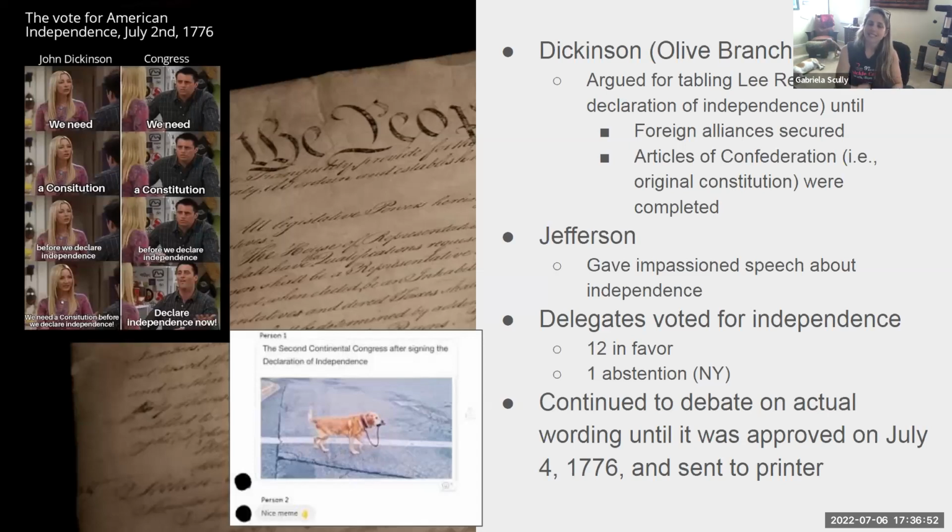So he gets up and says this. Thomas Jefferson is like, we need independence now. And the delegates vote for independence, 12 in favor and 1 abstention. And the packet doesn't say it, but it turns out the abstention is New York, which still hadn't managed to get its legislature not in a war zone. So that's why they abstained. They figured out the last of the wording, July 4th, 1776. It gets sent to the printer.